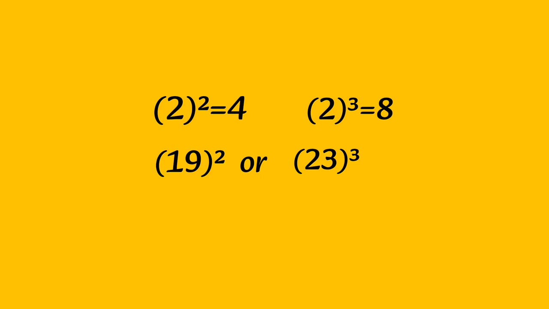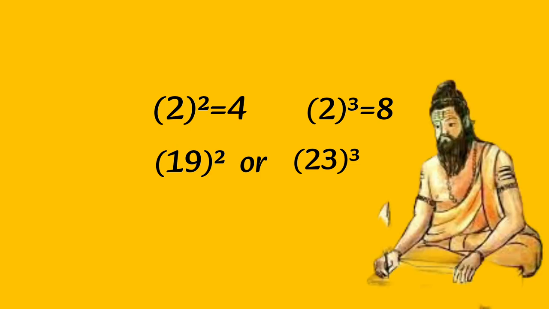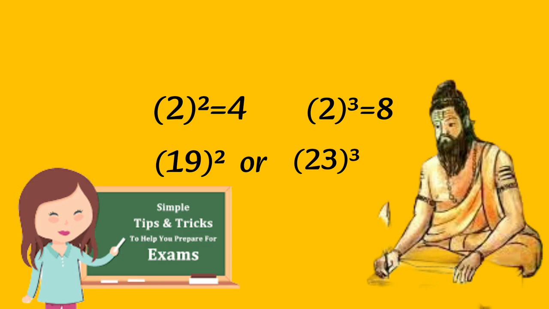But squaring 19, or cubing 23 is not so easy. But our ancient sages have told us tricky methods. If practiced, a lot of time can be saved. Especially in competitions, the use of these methods is very helpful in getting success.